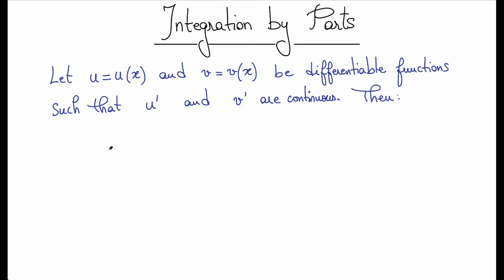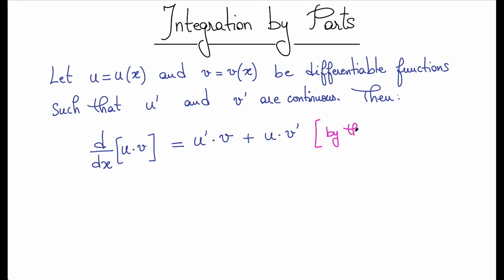the product rule says that if you differentiate with respect to x the product u times v, this product of two functions, each of which is a function of x, you get the derivative of the first times the second plus the derivative of the second times the first. And this is simply by the product rule. Very good.